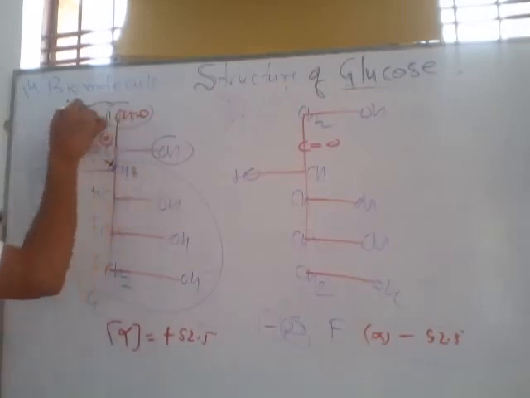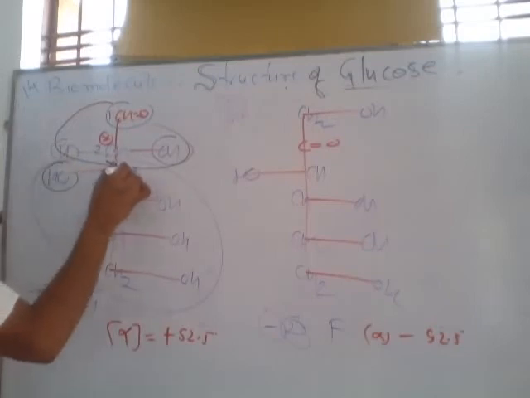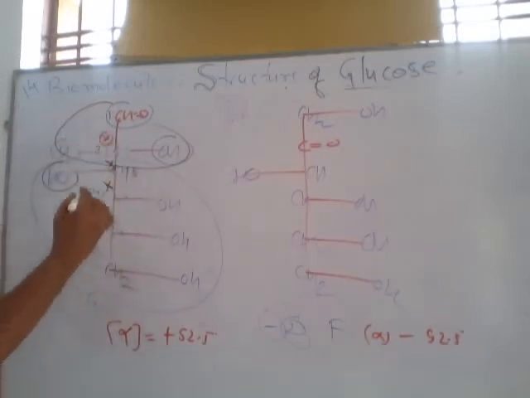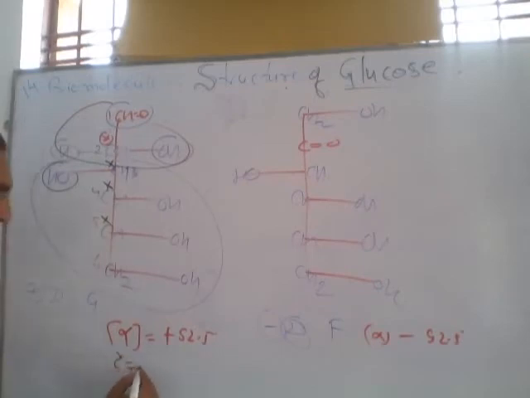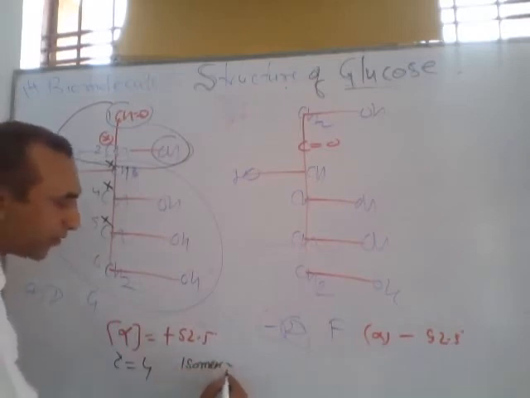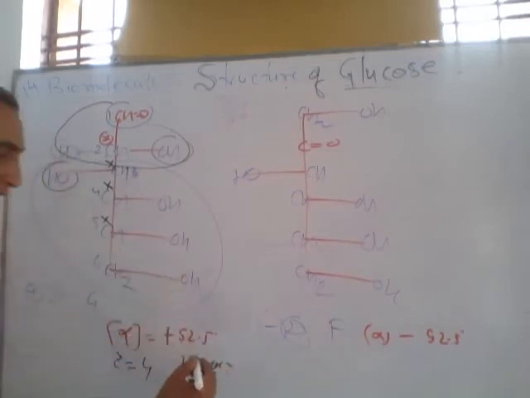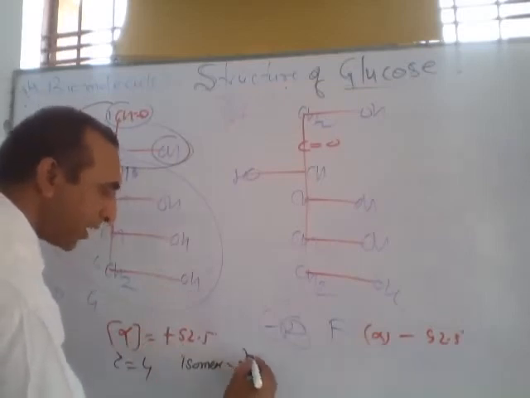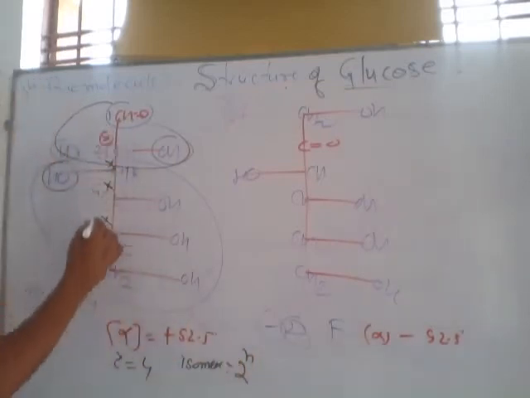Because this whole group is OH, H and this group. This is a chiral center. This is a chiral center. In glucose there are a total of 4 chiral centers. So there is a formula for the number of isomers. Isomers means the number of chiral isomers is 2 power n. n is the number of chiral centers.